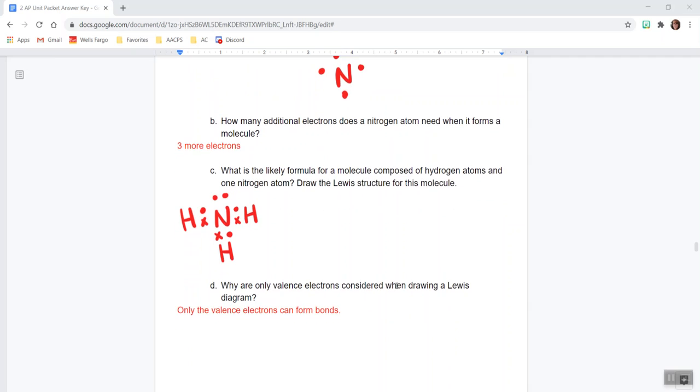So why do we only think about those valence electrons whenever we draw a Lewis diagram? Because those are the only ones that can form bonds. Those are the only ones that are able to overlap with each other without the electron-electron repulsion or nuclear repulsion being too strong. This allows them to be at that ideal distance where that potential energy is minimized.